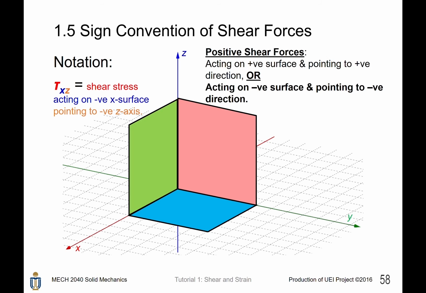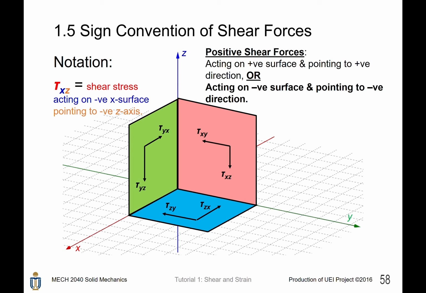For negative surfaces, it is quite similar. There are 6 possible shear stresses. Tau xy means it is acting on the negative x surface pointing in the negative y direction.